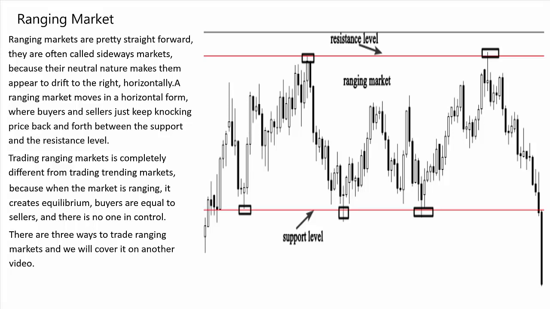Trading ranging markets is completely different from trading trending markets, because when the market is ranging, it creates equilibrium: buyers are equal to sellers, and there is no one in control. There are three ways to trade ranging markets, and we will cover it in another video.